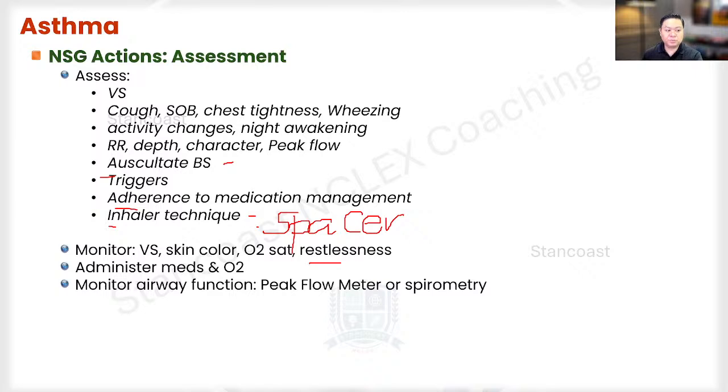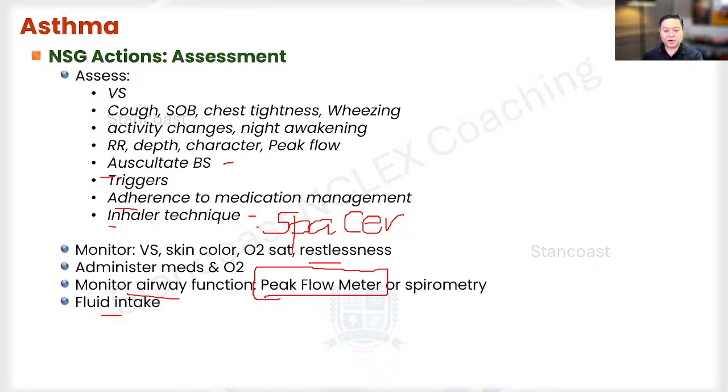And we're going to have to monitor their airway function. And this is the significant pulmonary test that we need to determine, guys. The peak flow meter. So what is this? This is going to assess the patient's airway function as well. Okay, so we will talk a little bit more of that in the next slide.